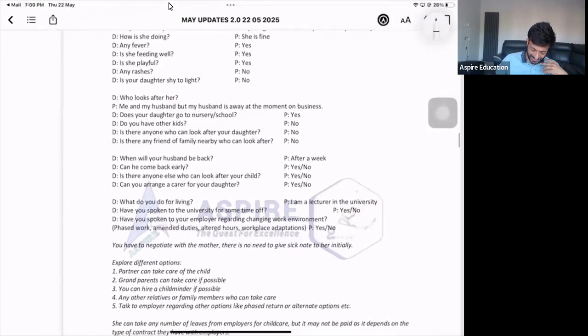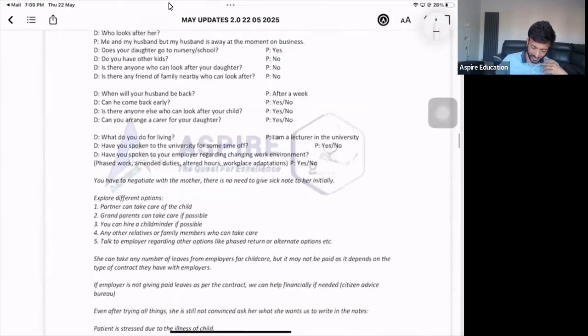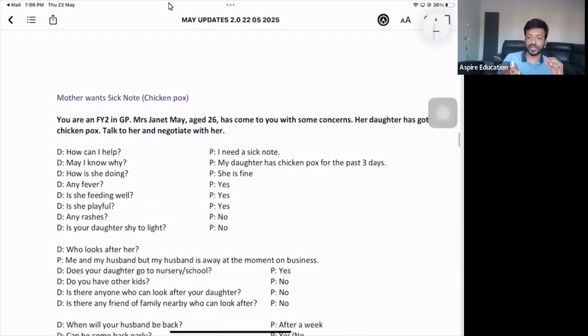Sick note, I think that has been discussed many times. Just remember one thing, guys: in the UK, for the first week you can self-certify that you're sick. You don't need to give any sick note to your patients. They can self-certify. We used to tell candidates that you don't have to give this lady a sick note, you can always say she can self-certify.